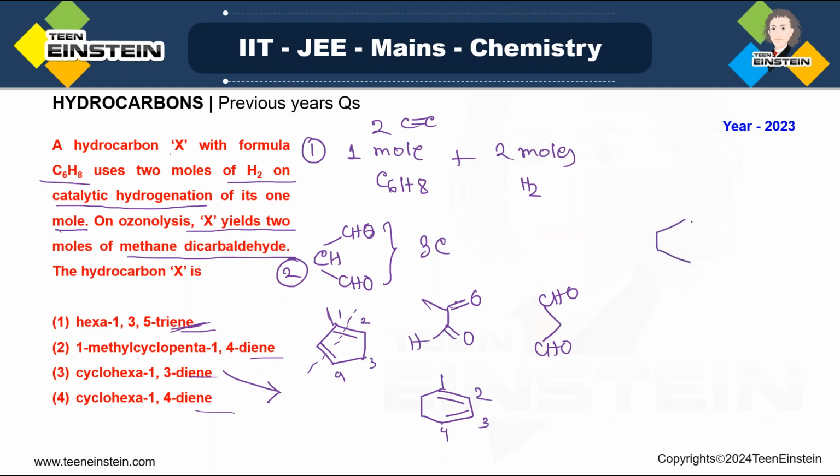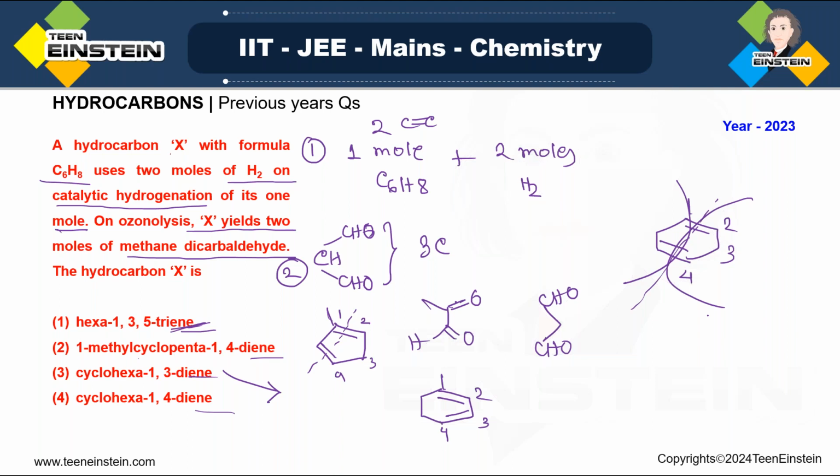Come to option 4. Option 4 has the 1 and 4 positions. There is a double bond. Now when you are cleaving this, from this side you will get methane dicarbaldehyde, from the other side also you will get methane dicarbaldehyde. So both the informations are matching with option 4. So in this way, gradually you have to choose the correct option. The first option you can easily cancel because it is having 3 double bonds, not possible.